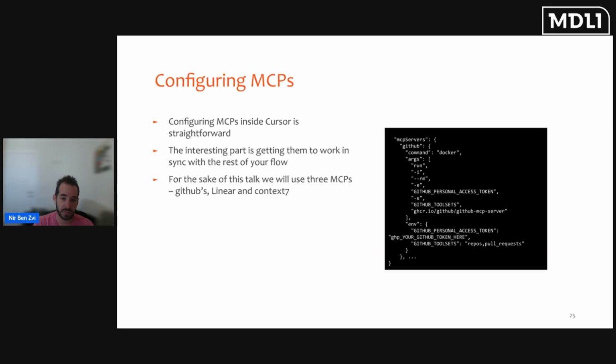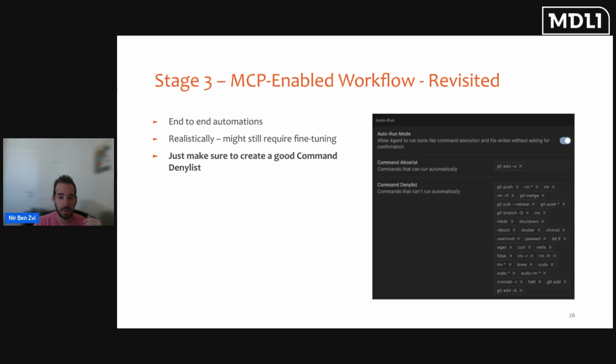So how do I configure MCPs inside Cursor? I'm going to go through this very quickly. It's basically a JSON. It can be either in your project directory or in the Cursor directory. I like to do everything per project. This is the GitHub MCP. It's pretty much ready to fire out of the box. If you use my repository, you only need to put in your personal access token, and you're pretty much ready to go. And for the sake of this talk, I'm using 3 MCPs: GitHub, Linear, and also Context 7.